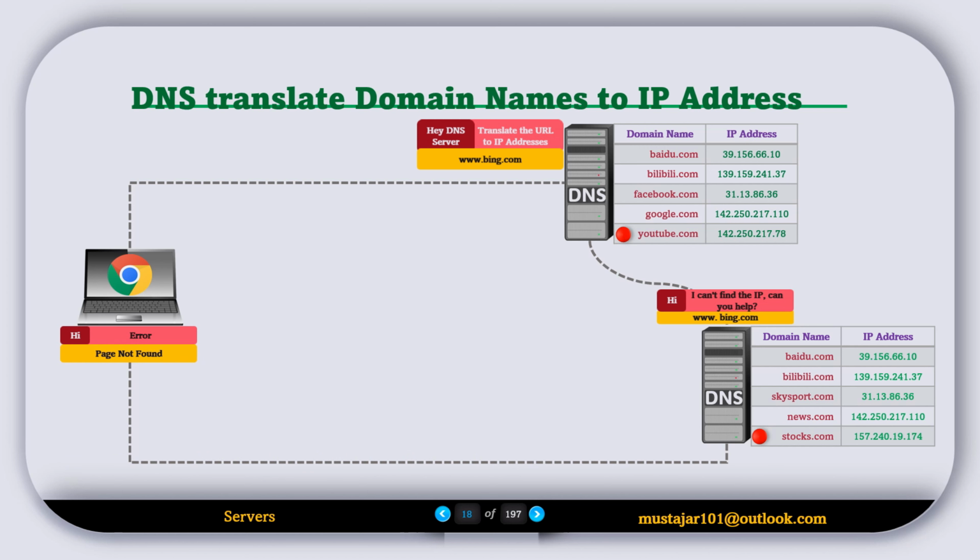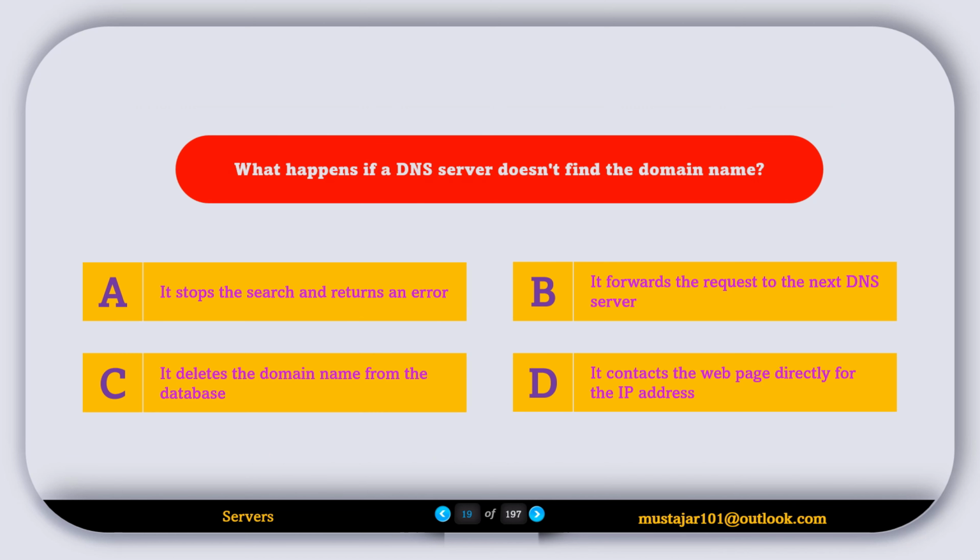What happens if a DNS server doesn't find the domain name? Option A, it stops the search and returns an error. Option B, it forwards the request to the next DNS server. Option C, it deletes the domain name from the database. Option D, it contacts the web page directly for the IP address. So the correct answer is option B, it forwards the request to the next DNS server.